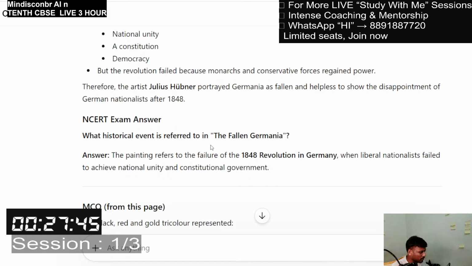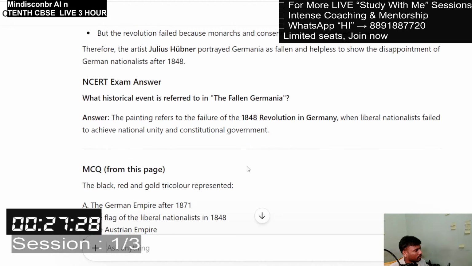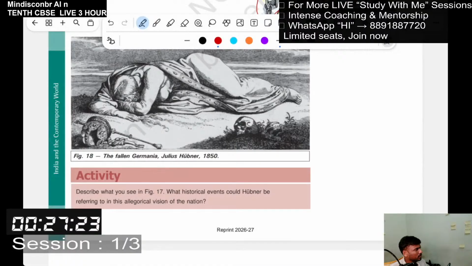The fallen Germania was shown by Julius Hubner. What historical event is referred to as the fallen Germania? The painting refers to the failure of the 1848 revolution in Germany when liberal nationalists failed to achieve national unity and constitutional government. So this is the figure of fallen Germania. It represents the 1848 revolution, and that revolution failed due to opposition from monarchs and military.